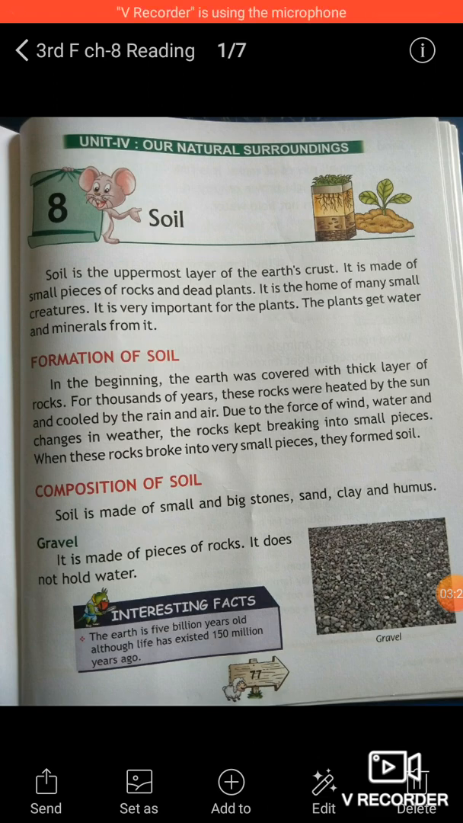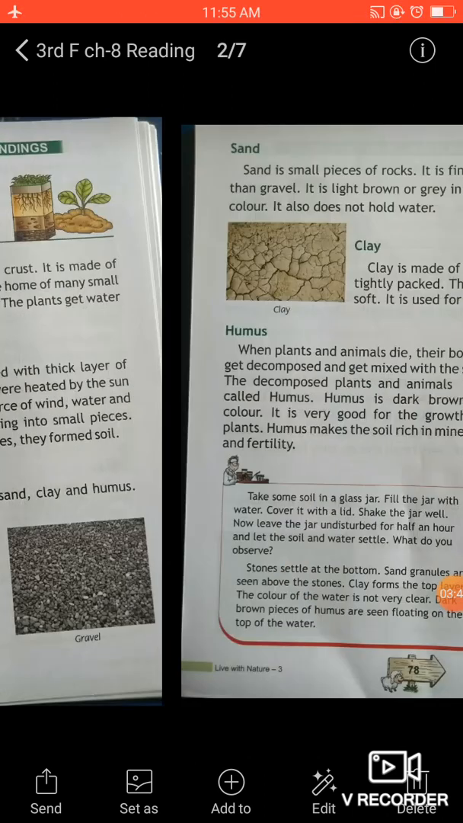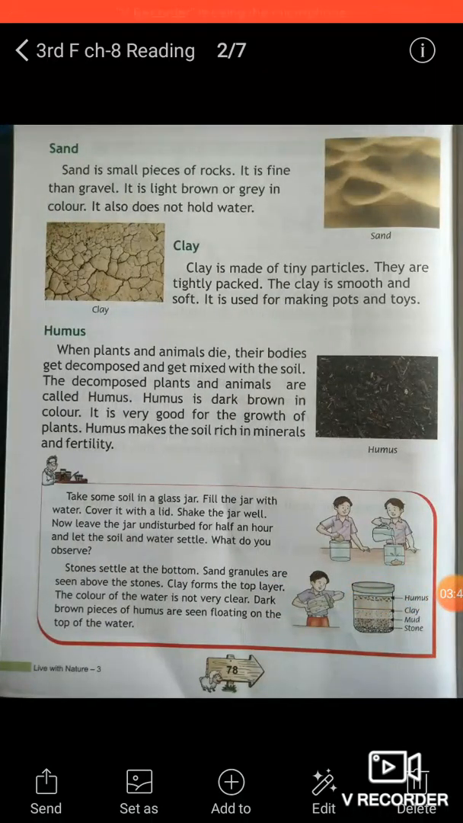Gravel means small pieces of stone. It is made of pieces of rocks. It does not hold water. It means gravel does not absorb water in it. Okay, let's move to the next page now.